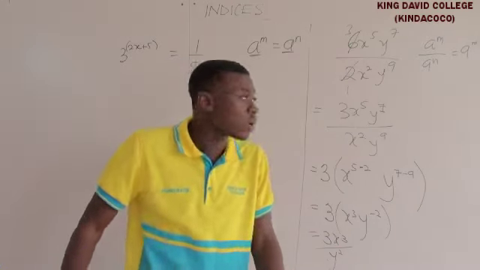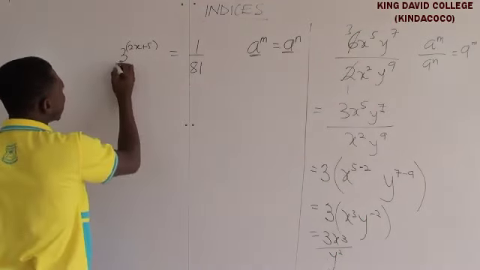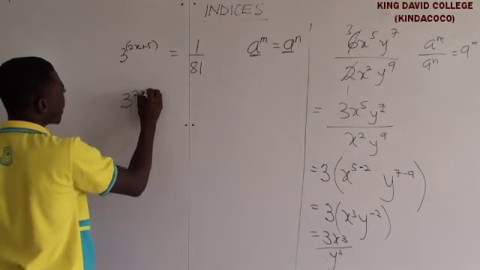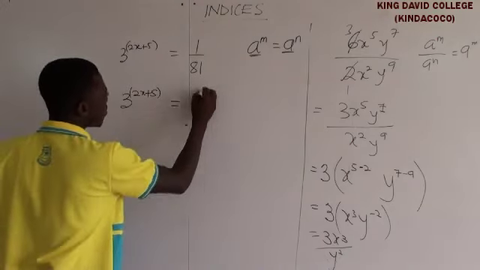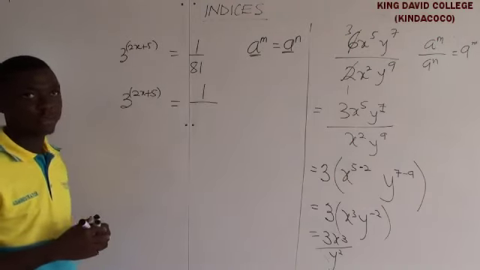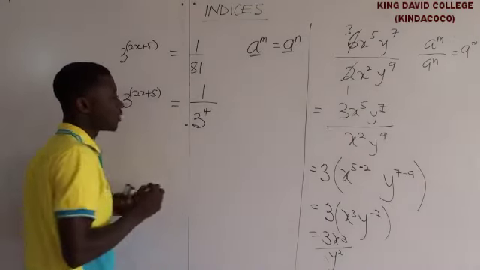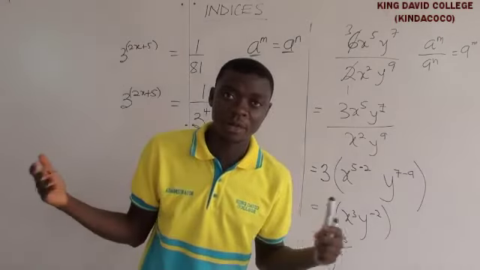Okay. So we all know that this one cannot be simplified. So 3 to the power 2x plus 5 is equal to 1 over... Now we can make 81 a base of 3. Okay, so 3 to the power 4. We all know that 3 to the power 4 is 81.